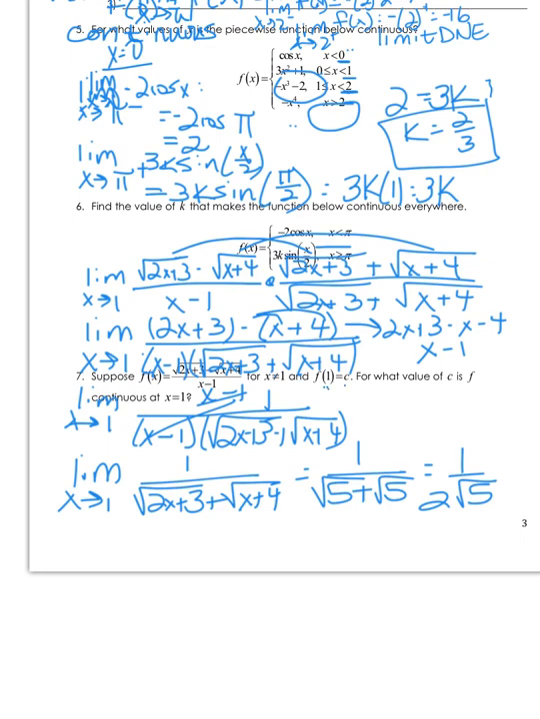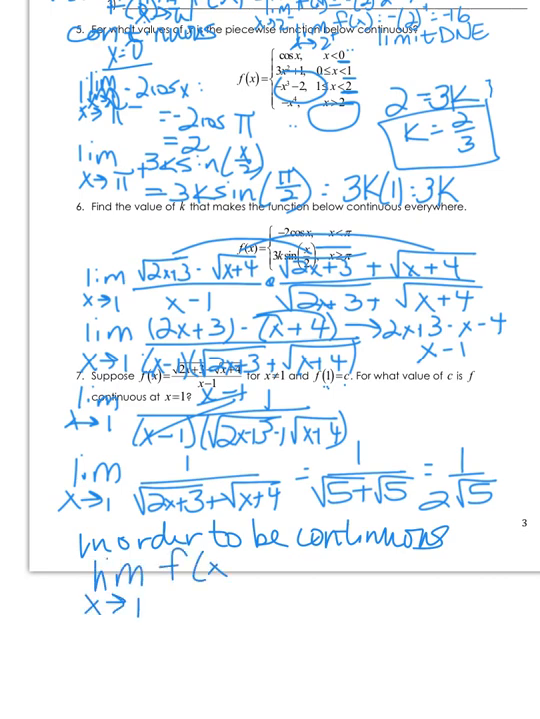So let me write that down. In order to be continuous, the limit has to exist, which it does. F of 1 has to exist, and they have to equal each other.